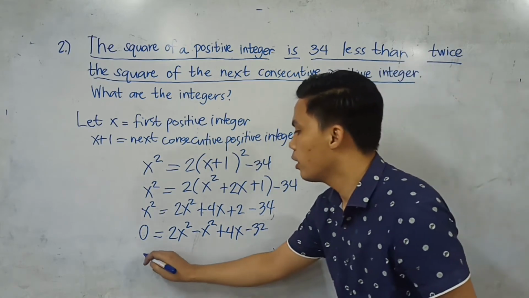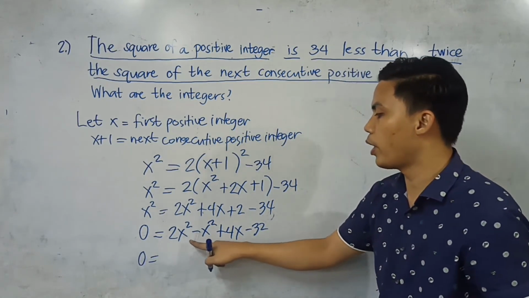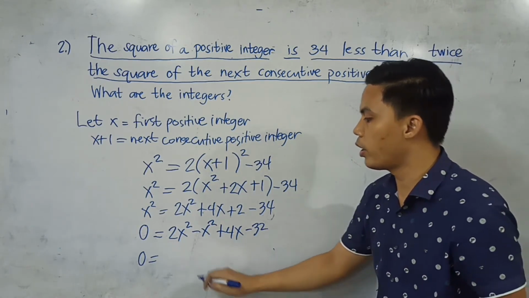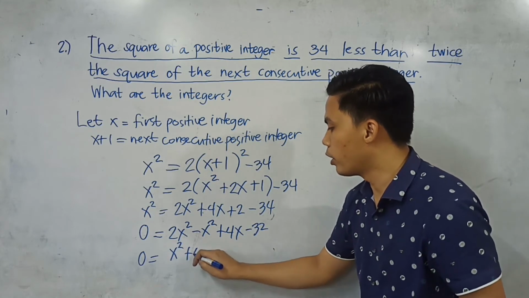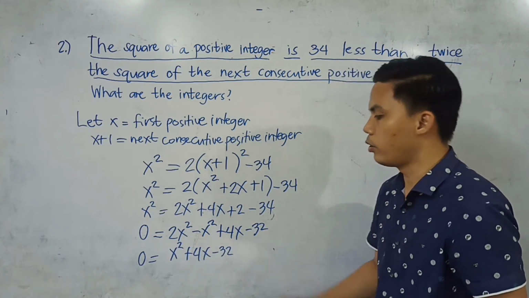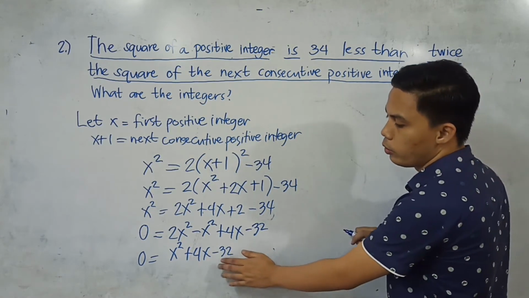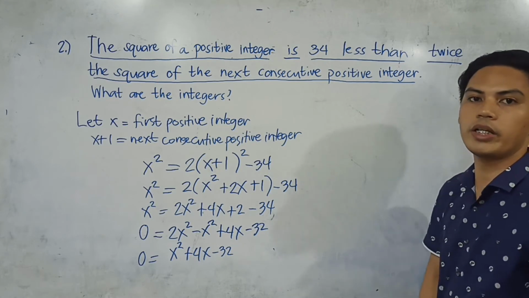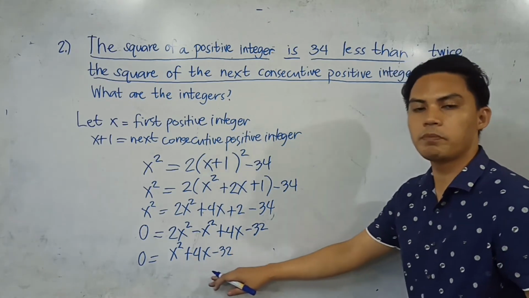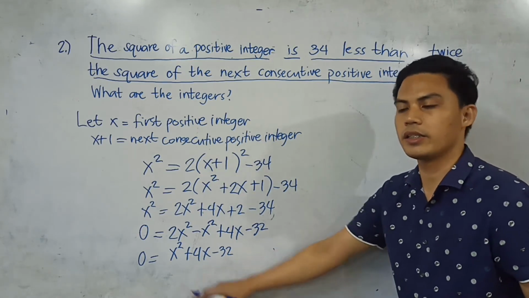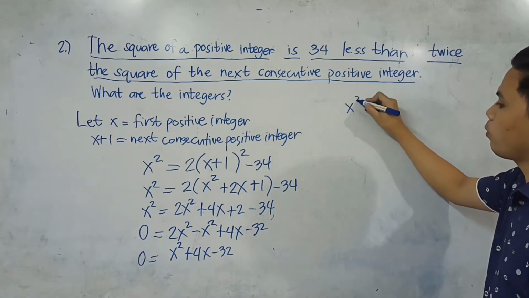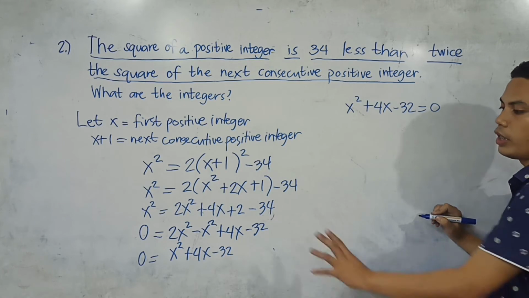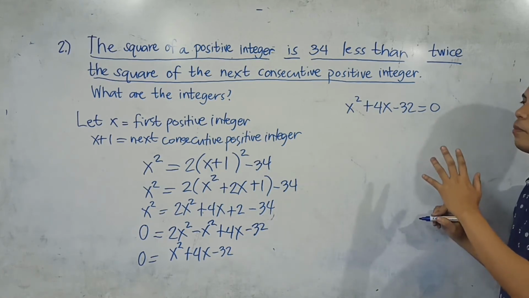Okay, next. 0 is equal to 2x squared and negative x squared. Pwede pa silang makombine. So 2x squared minus x squared, we will have x squared. Then bring down 4x minus 32. Now, since nakuha na natin yung quadratic trinomial natin, or general quadratic trinomial, same sa number 1 na ginawa natin, we're going to use factoring para makuha ang values ng x. Okay. So, you will have x squared plus 4x minus 32 is equal to 0. Okay? Lilipat ko lang yung pagkasulat niya para hindi tayo malito.